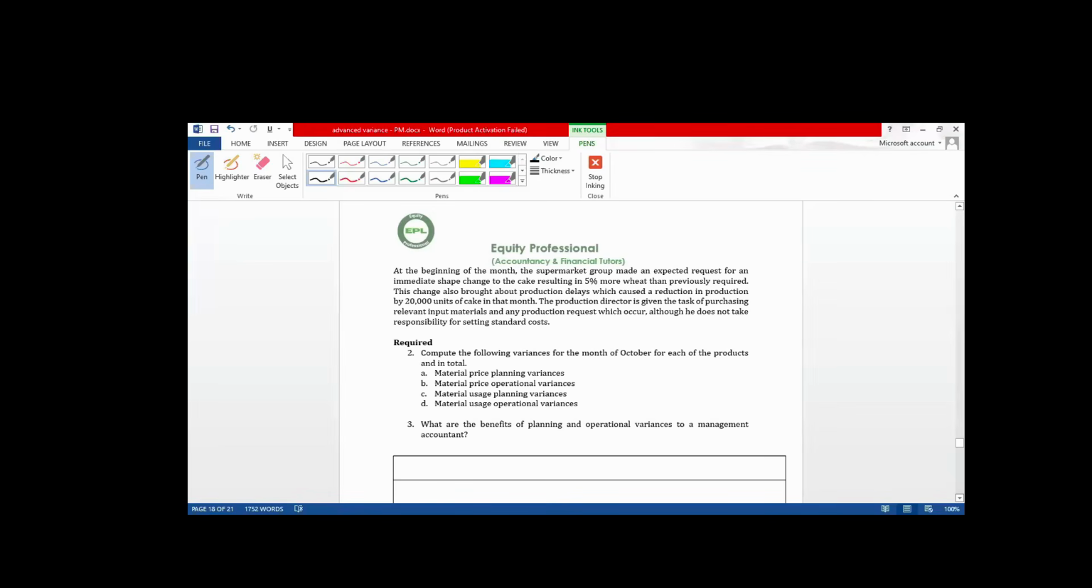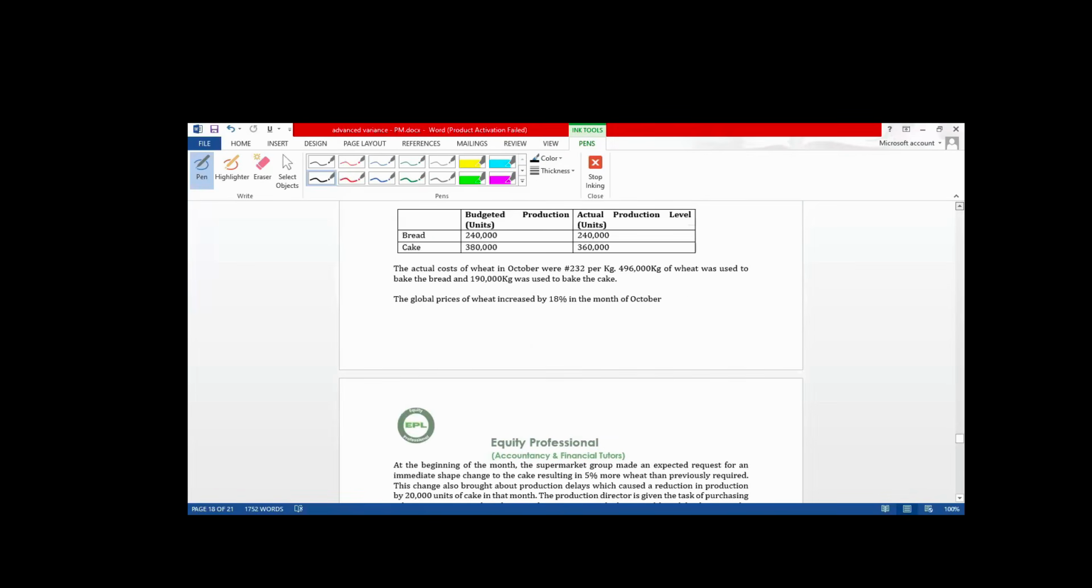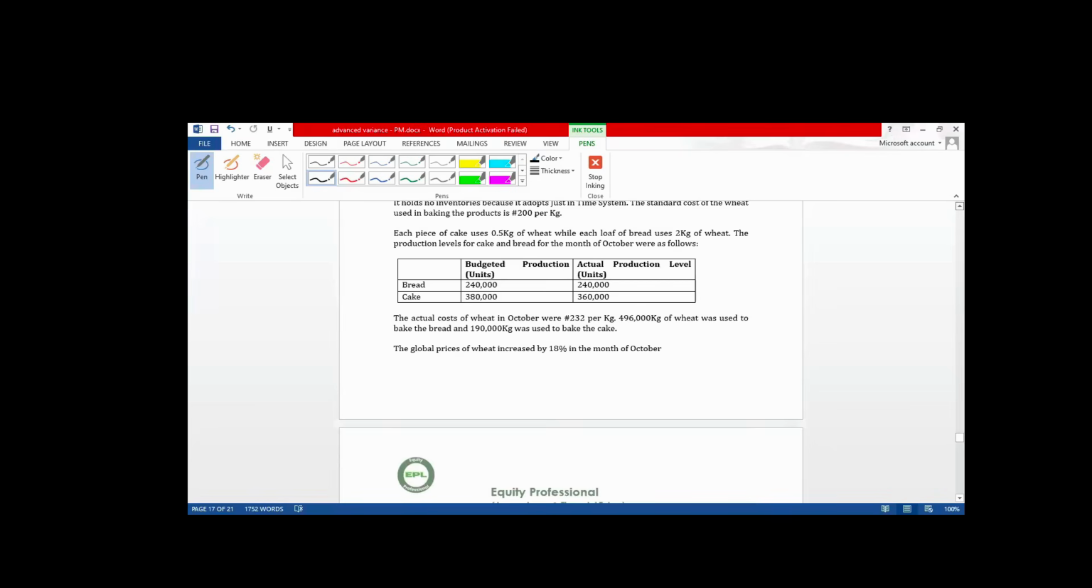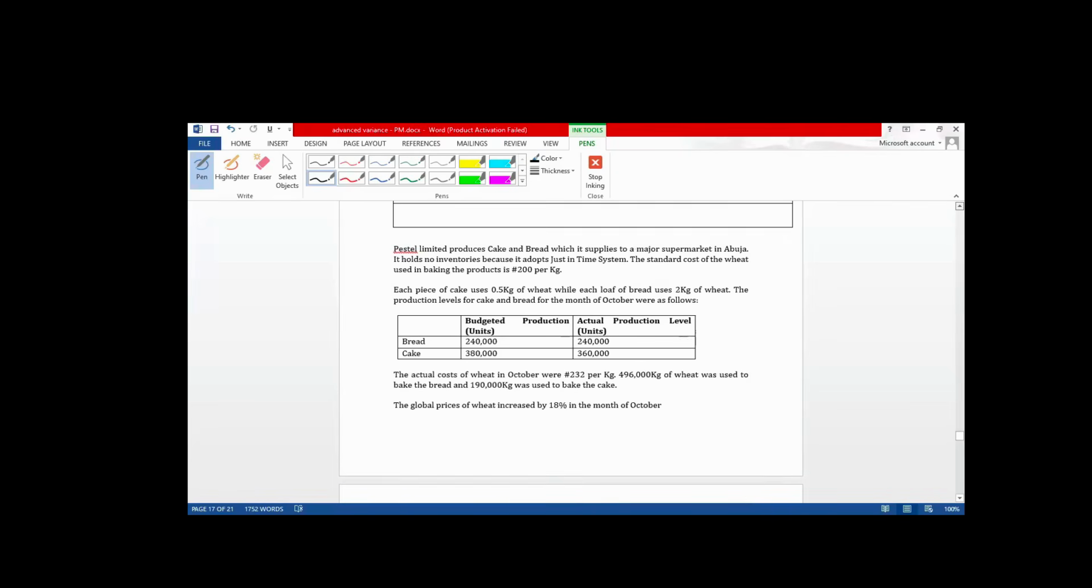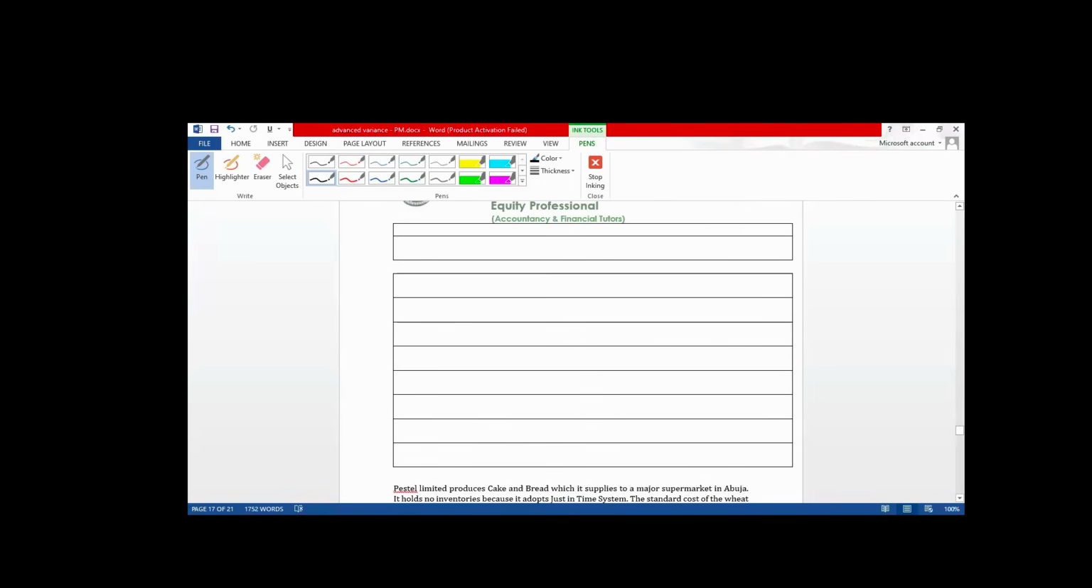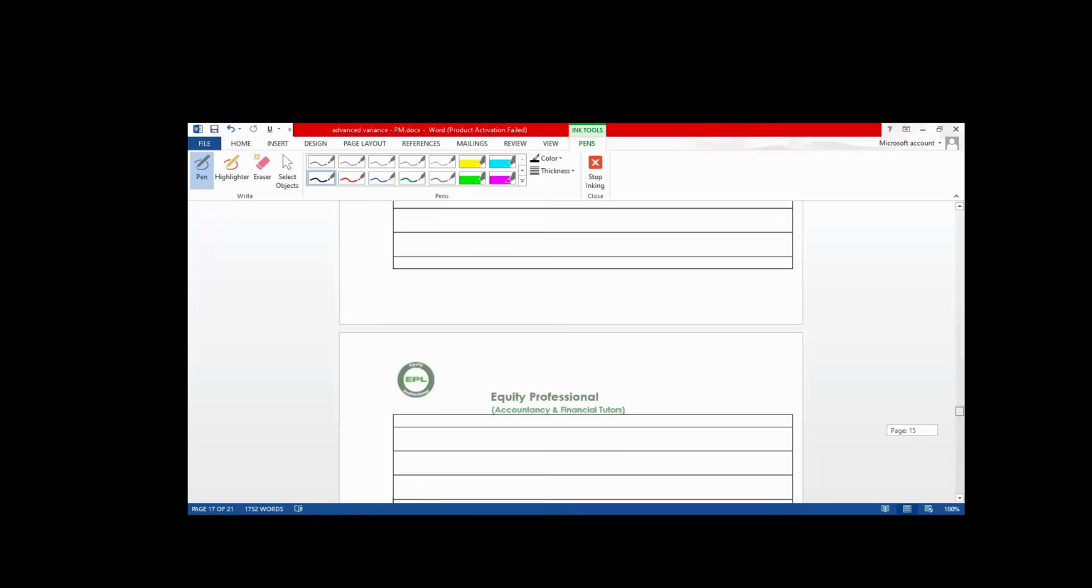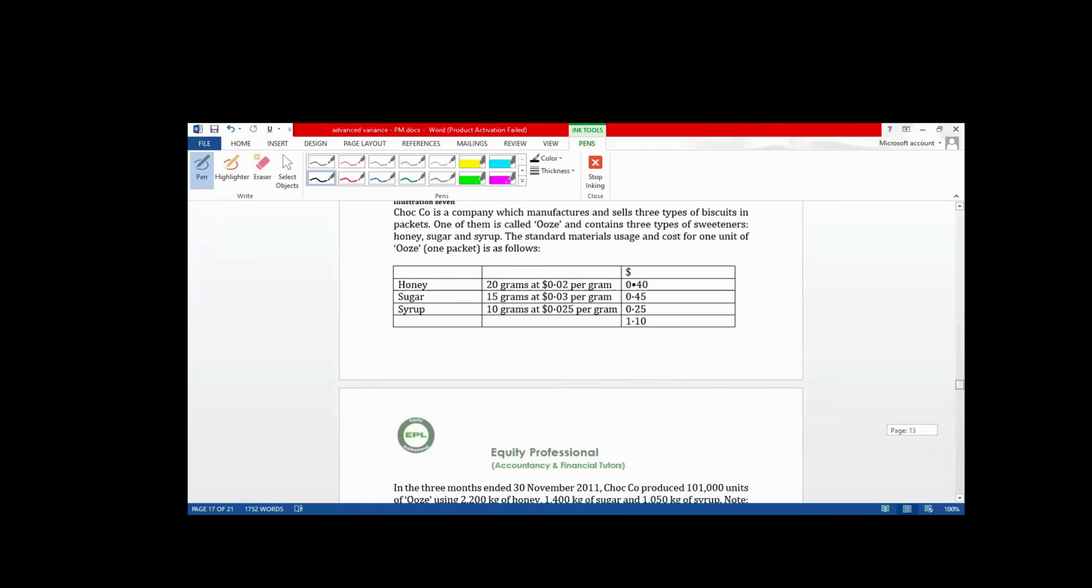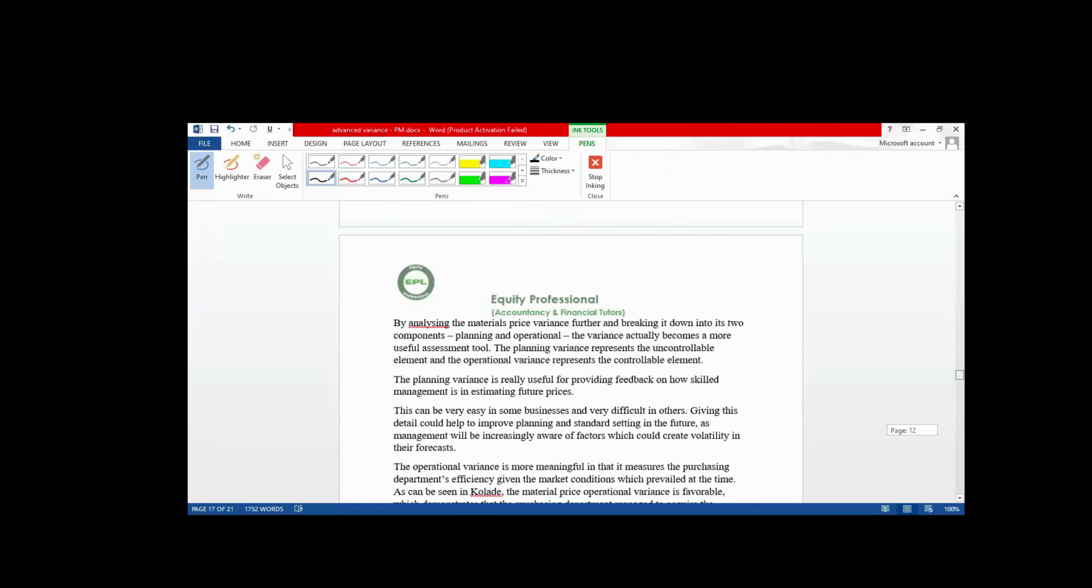We have solved question on material mix. Need to solve another question on material mix for you guys. We have solved this. Okay, we have solved material mix. Have you discussed material mix? Let me look at this question that we solved.